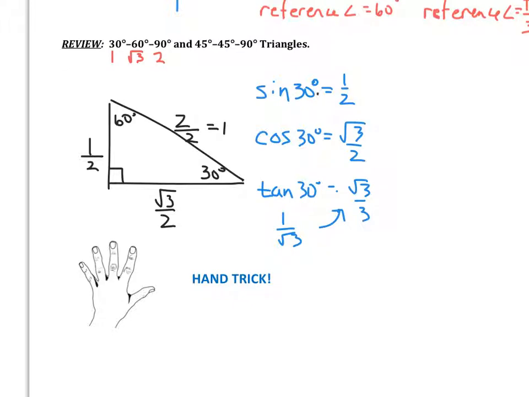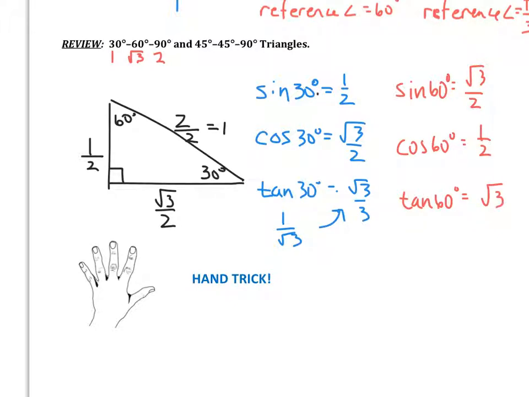Okay? All right. So now let's switch the angle from the 30 degrees to the 60 degrees. Okay? What's sine of 60 degrees? What's opposite the 60 degrees? Root 3 over 2. What is cosine of 60 degrees? What's adjacent to the 60 degrees? 1/2. And then tangent of 60 degrees. Root 3. Just plain old root 3 because it would be root 3 over 1, so just root 3.